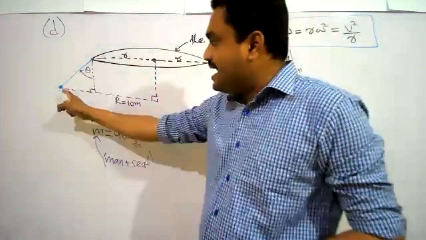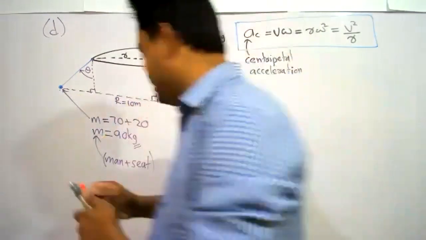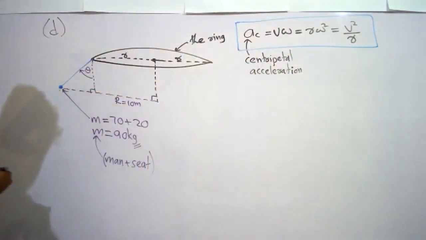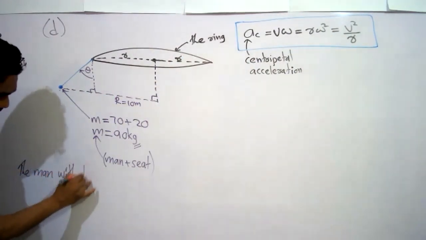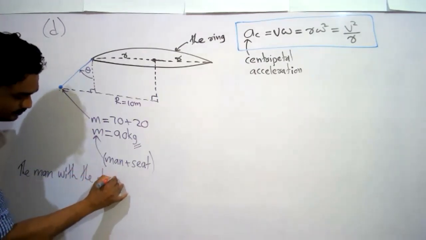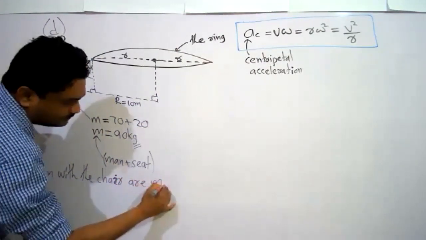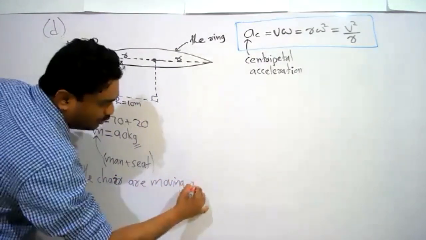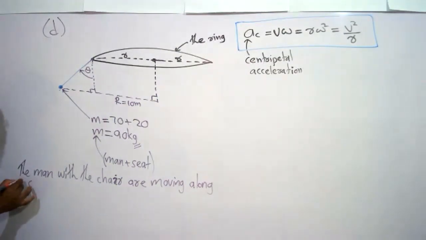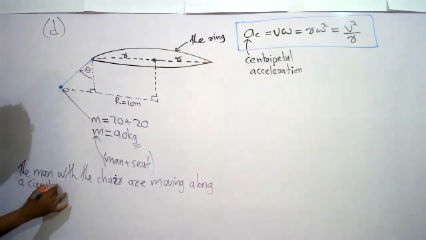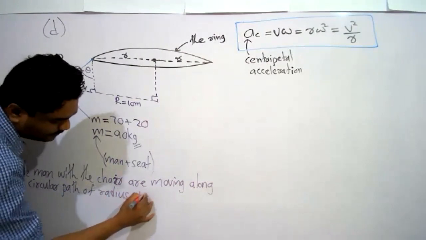So now the man and the chair are moving along a circular path of radius 10 meters. That's the point. So what should you write there? The man with the chair are moving along a circular path of radius 10 meters.